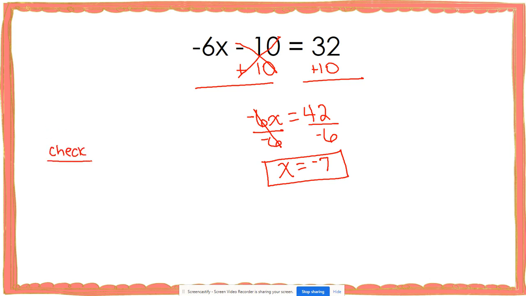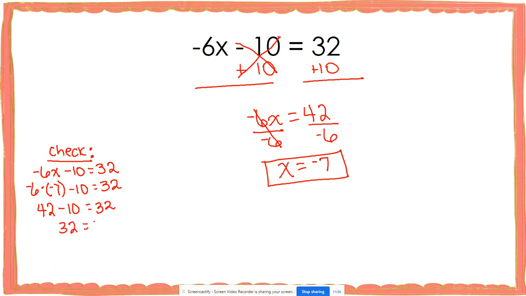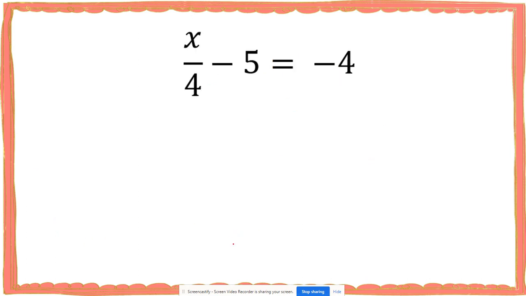Again, we can always check our work with an equation. My original equation said negative 6x minus 10 equals 32. I can plug in negative 7 for x, so negative 6 times negative 7 minus 10 equals 32. If I multiply negative 6 times negative 7, I would get positive 42. And then if I subtract 42 minus 10, I would get 32. So since this is balanced, my solution of x equals negative 7 is correct.